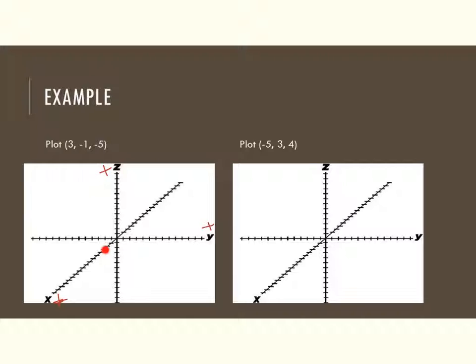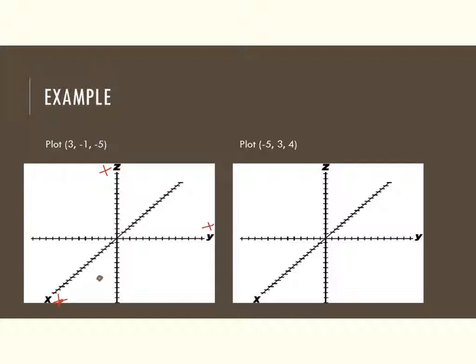Then I'm going to go left 1. So I'm just going to go left what would be equivalent to that space there. I'm going to go left 1. And then I'm going to go down 5 from where I am. 1, 2, 3, 4, 5. And that's my spot.